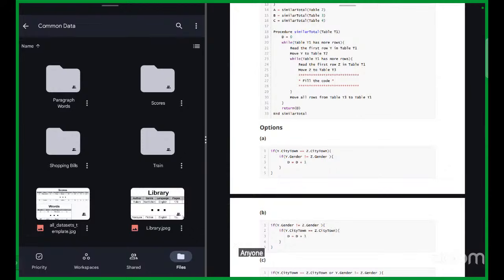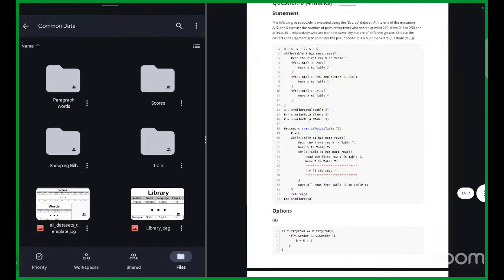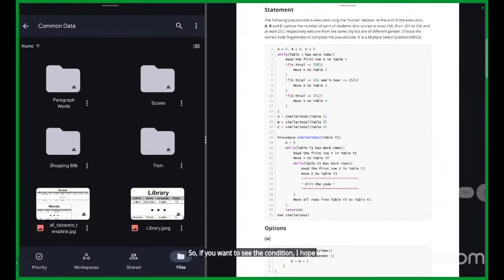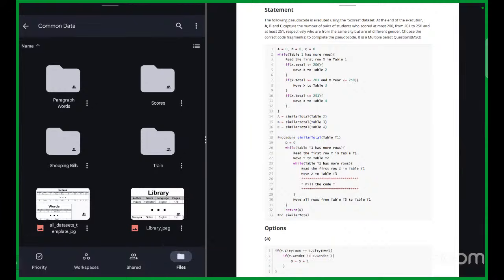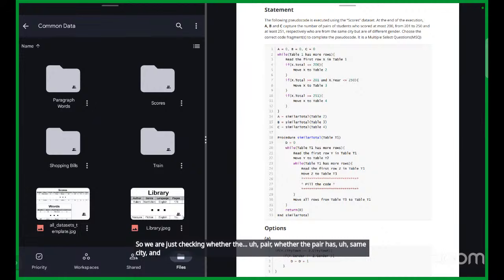Anyone? So if you want to see the condition, I hope this is visible and you are able to see both the options and the conditions clearly. If not, let me know. I'll zoom. So we are just checking whether the pair has same city and different gender or not. So that we just need to check.